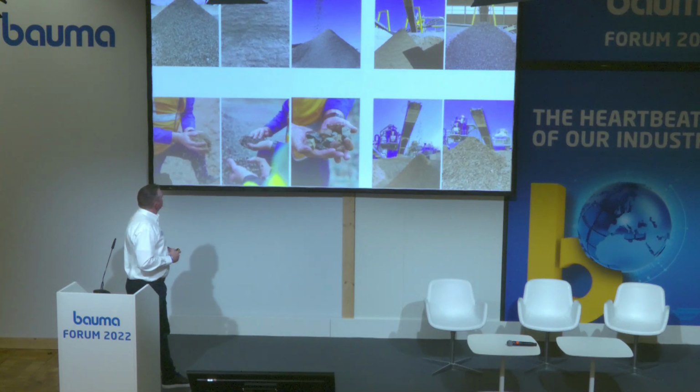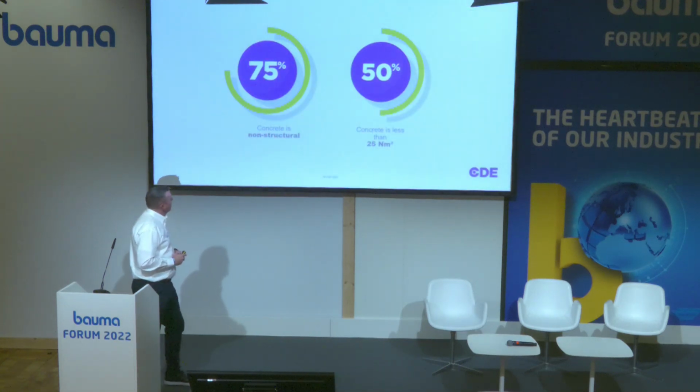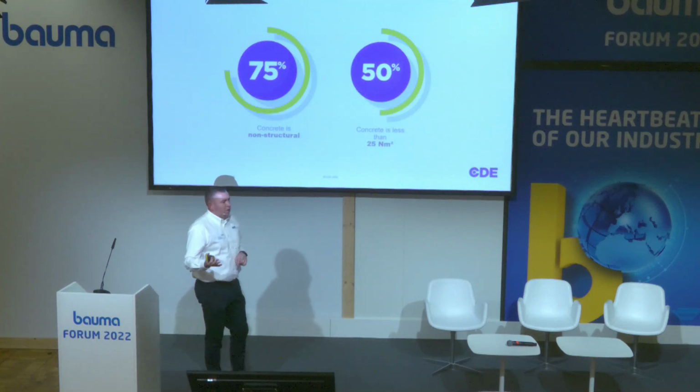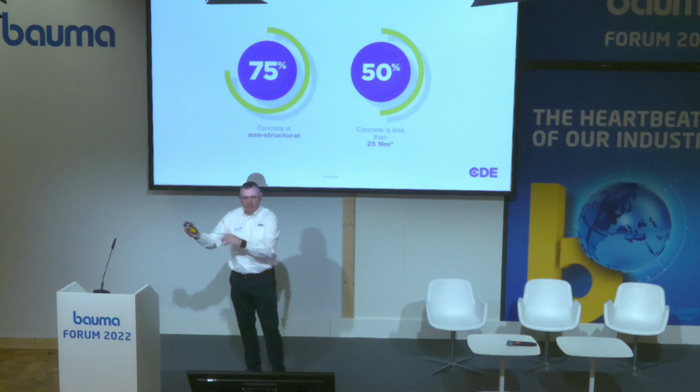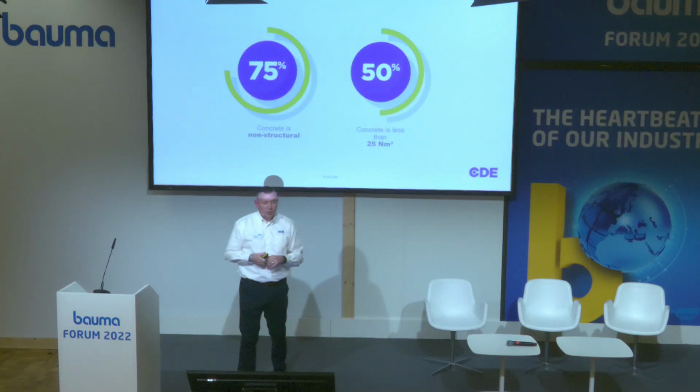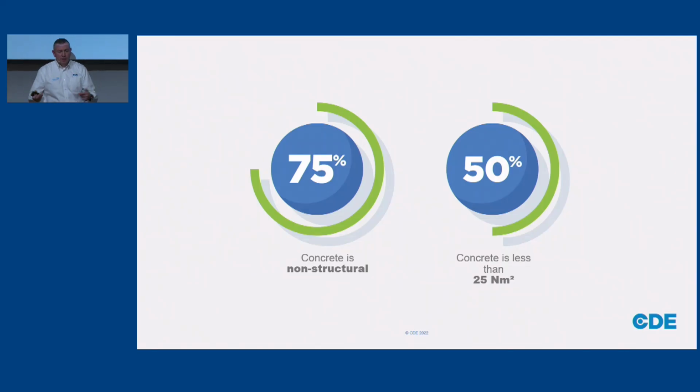Just some pictures and examples of what we're doing. Very often you hear the comment, we can't use recycled material in this application, almost as a defense of not doing it. But when you think that 75% of all concrete used in the world is non-structural, and 50% of it is less than 25 Newton meters strength, I don't believe that there's any application within those two, or certainly this, that a recycled material couldn't do.